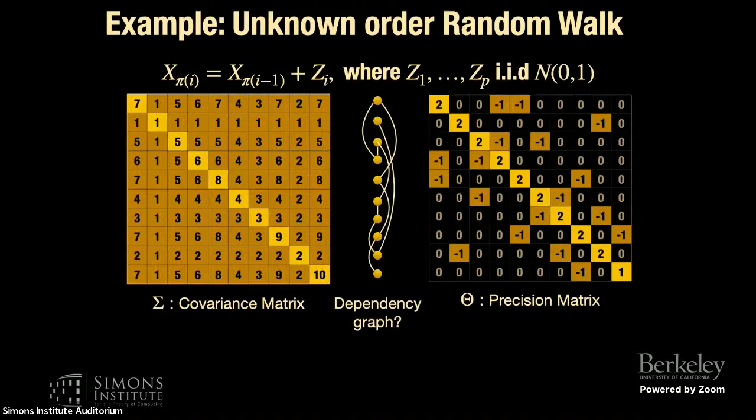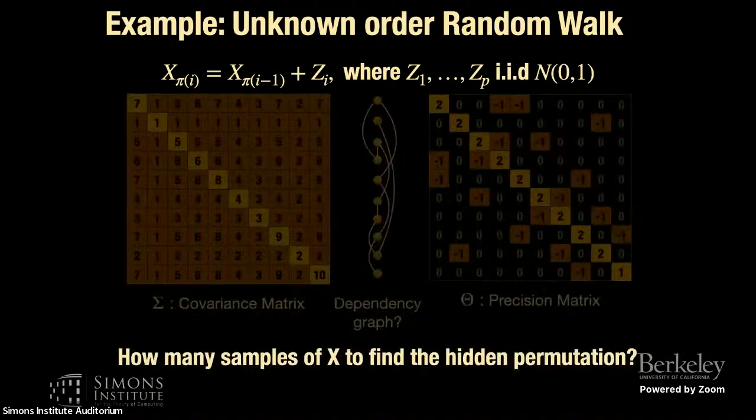You can do the same thing again. The dependency graph is still going to be a path, but in some jumbled-up order, and you have to find out what the order is. How many samples do you need to find the hidden permutation? Okay, very simple, concrete question. Algorithmic and, even from a statistical standpoint, interesting. How many samples do you need? And how much time do you need to find such a permutation? Okay.